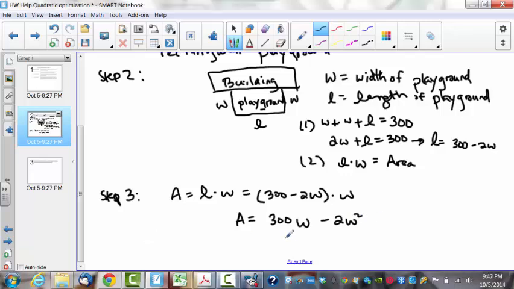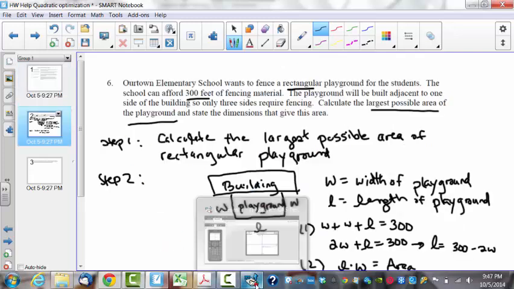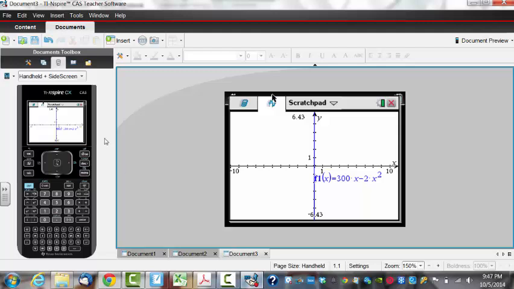Now that we have the function, area equals 300 times width minus 2 times width squared, we're going to go ahead and graph the function, determine the reasonable domain for the problem, and determine the max and min value, so in this case a maximum of the function, and then calculate it. So let's go ahead and take a look at our calculator and plug in the equation.